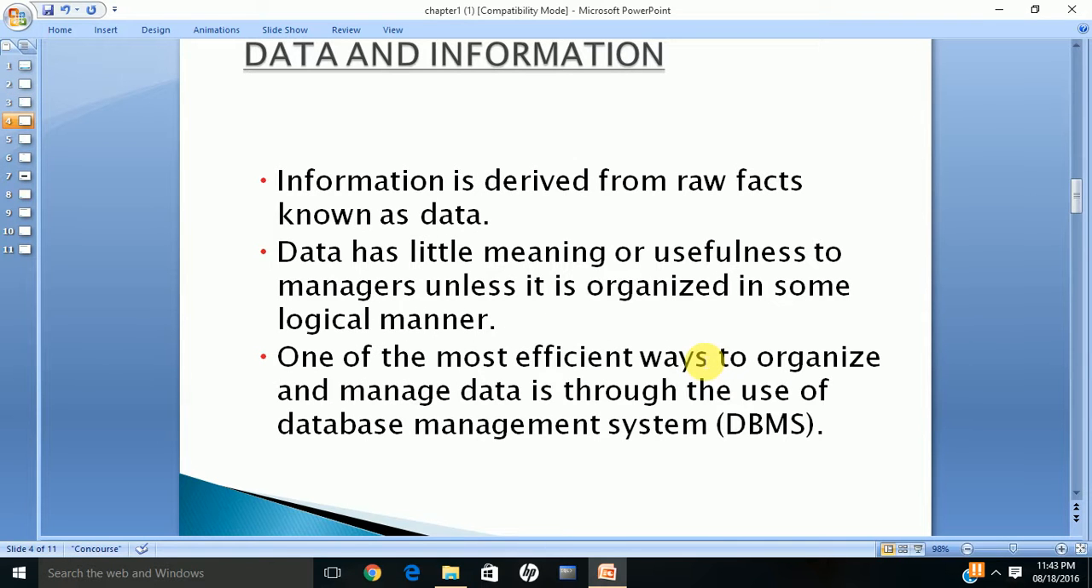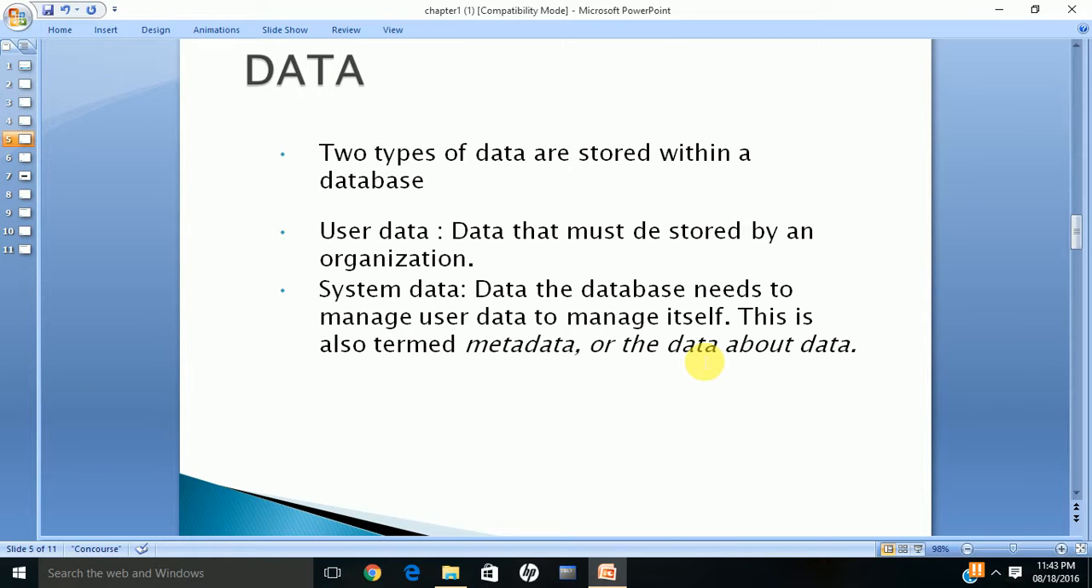Now, what is data? The raw facts are called data. Data is very useful for us, and to manage data, we use the database management system. Data are of two types: user data and system data. User data is stored by an organization or a simple process, whereas system data is called metadata, that is, the data about the data.